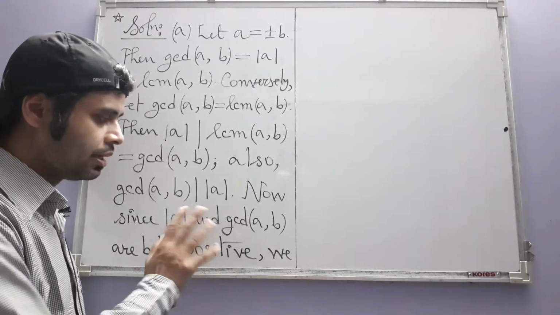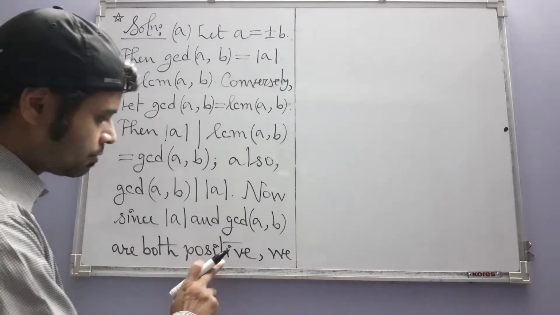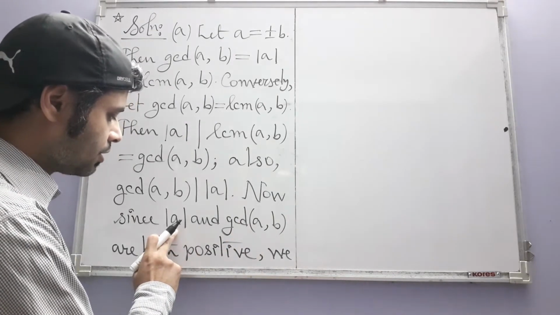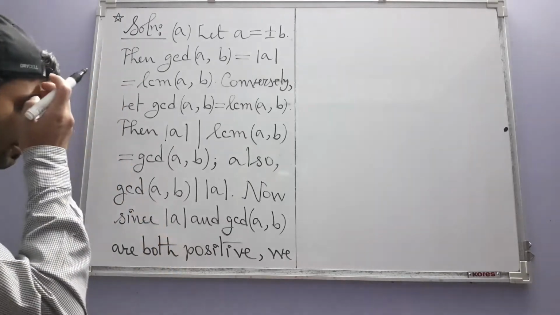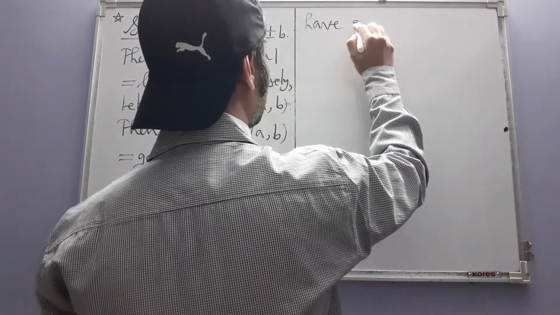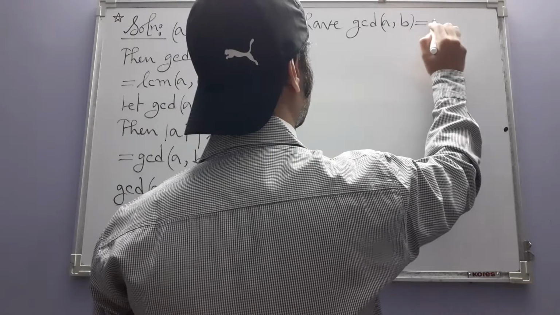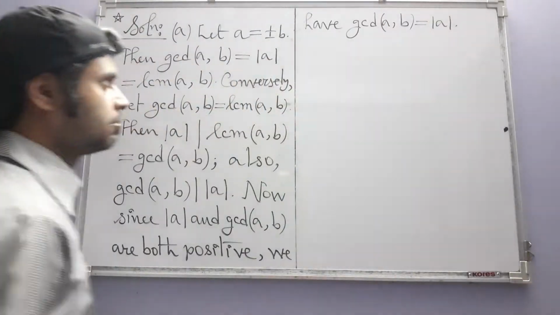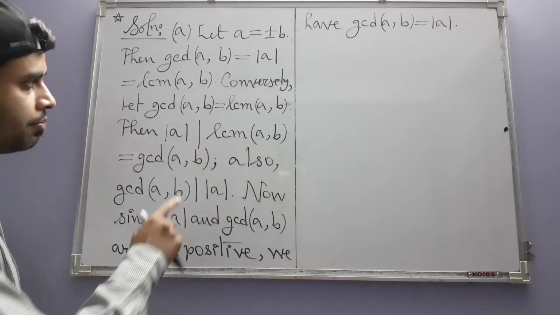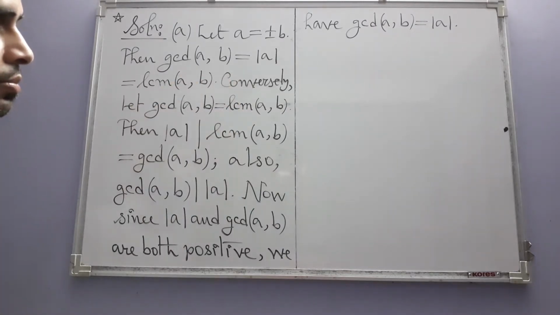One of them cannot be the negative of the other due to positivity. And they of course are both positive. That's because GCD is positive by definition, and this is positive because A is a non-zero integer. We have this. So under the hypothesis that GCD and LCM are equal, we have shown that thing.